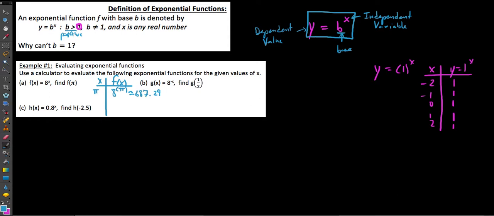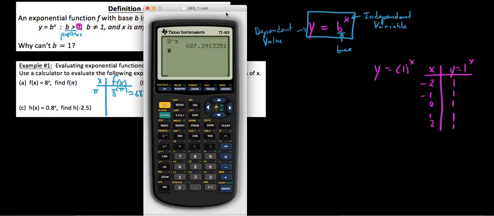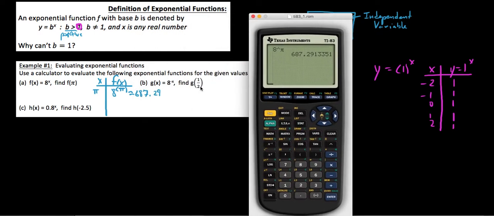So what I want you to do is go ahead and pause the video and evaluate b and c here for these given inputs of x. When you're ready to see what I end up with, go ahead and unpause the video. If you've already done your work, for letter b here, we have 8 to the negative x.